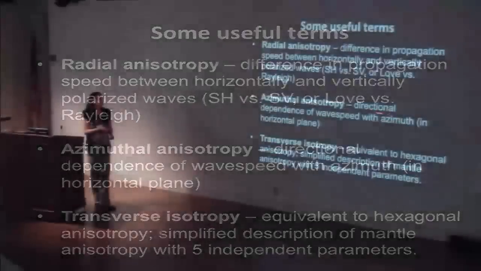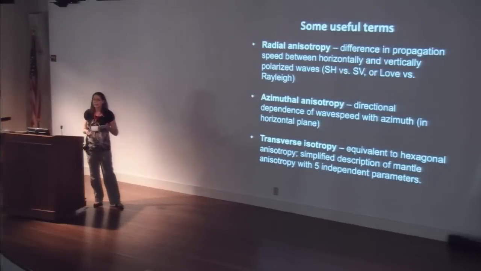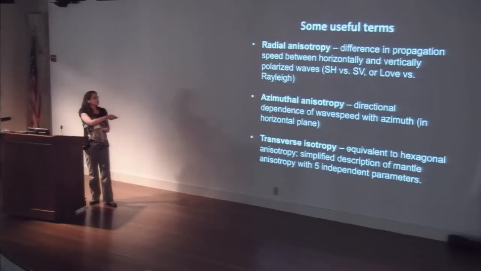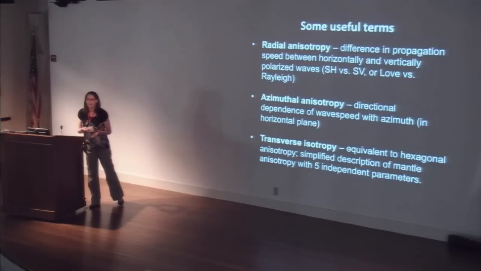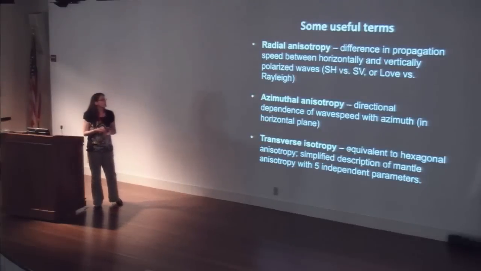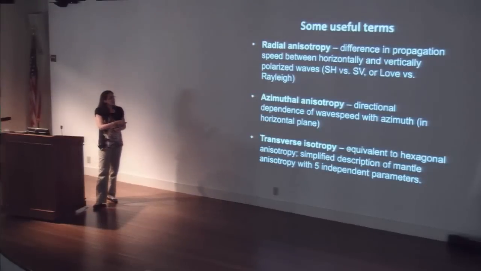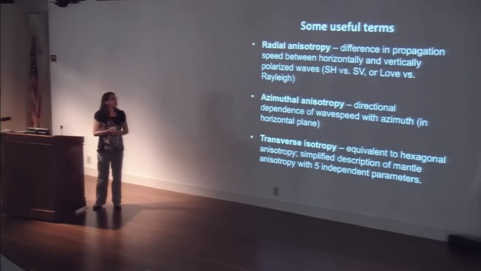Azimuthal anisotropy, when we use this term, we're referring to the directional dependence of wave speed with azimuth. So this is now in the horizontal plane. And I want to emphasize that these two aren't mutually exclusive. You can have both types of anisotropy, and we do have both types of anisotropy. But it's basically just a couple of different geometries, and it's often a simplification that we make based on the geometry of our experiment.